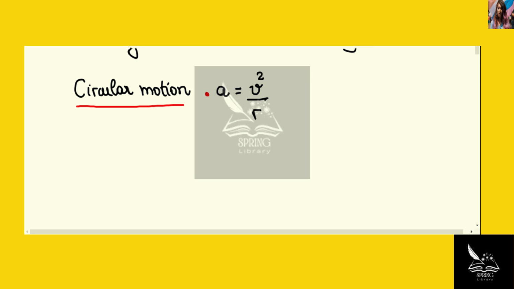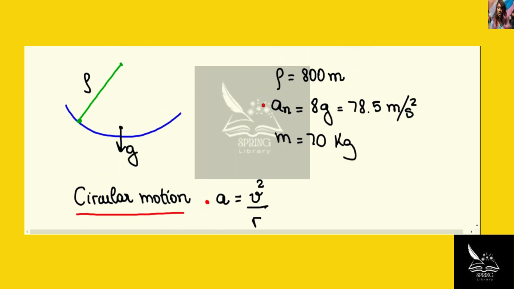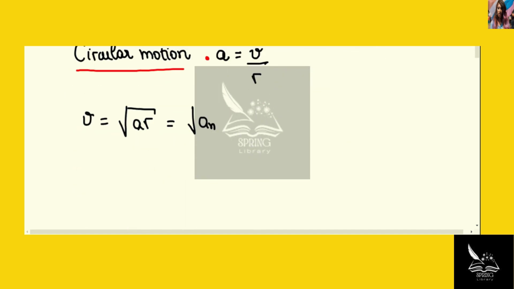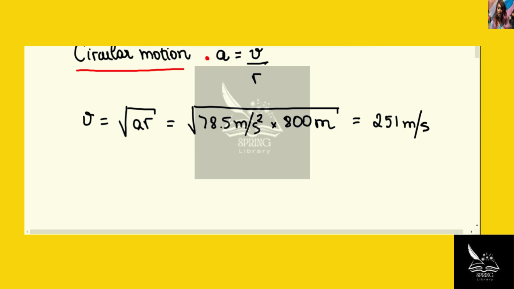centripetal acceleration, this one here, where v is equal to the square root of the centripetal acceleration times the radius. In our case, the acceleration, which is h times g, is 78.5 meters per second squared. I'm going to substitute it here: 78.5 meters per second squared times the radius, which is 800 meters. And this is equal to 251 meters per second.